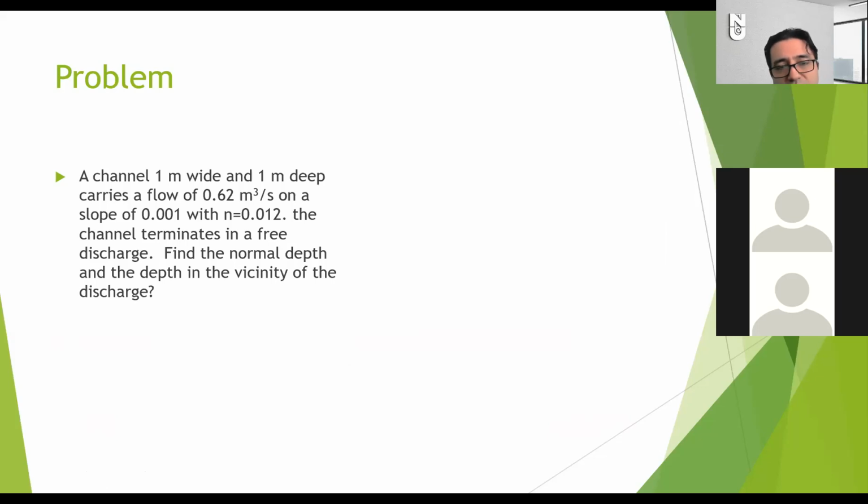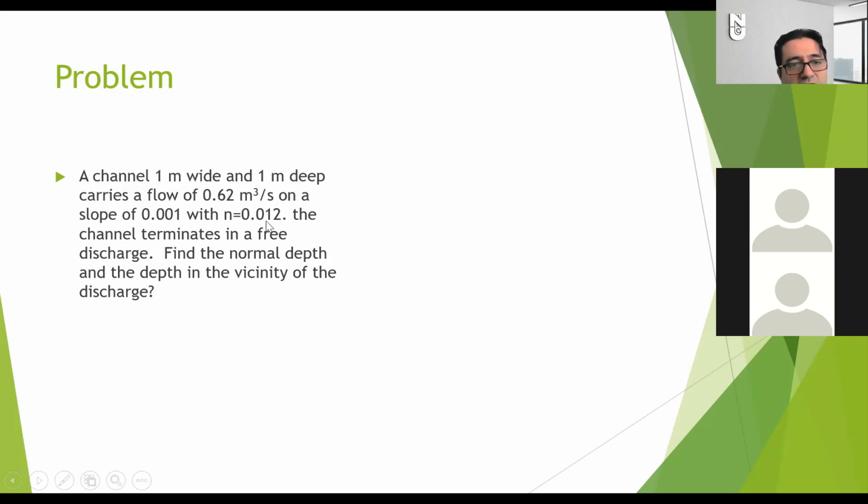This question is a very simple question actually. It tells us that there is a 1 meter wide channel and the depth of water is also 1 meter. So typically the area of flowing water is 1 times 1, which is 1 square meter. And the flow rate is given as 0.26 cubic meters per second. So you realize that the velocity of the flow is equal to 0.62 meters per second. And the slope is given and the Manning constant is given.